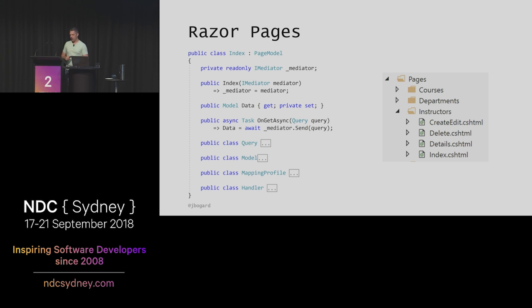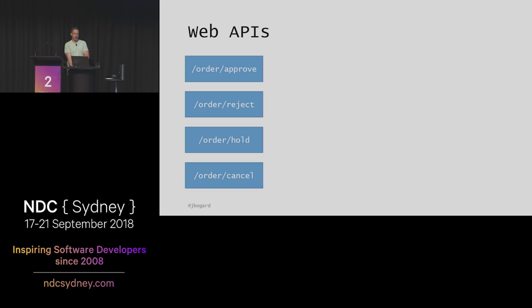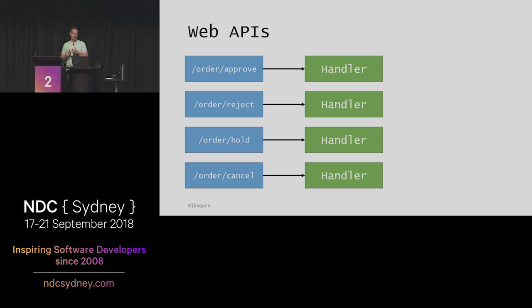Now, web APIs are going to be a little bit different, because very often I'm sharing a lot of different actions for a thing on one single page application. So this one, for example, I've got different actions to perform on an order. I can approve an order, reject an order, hold an order, or cancel an order. Each of those has their own individual handlers.